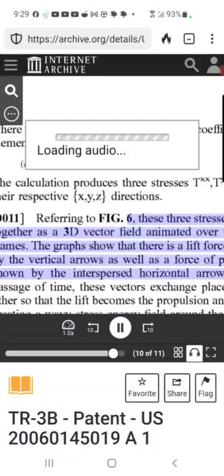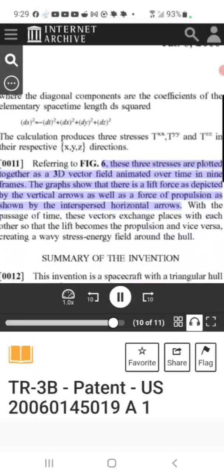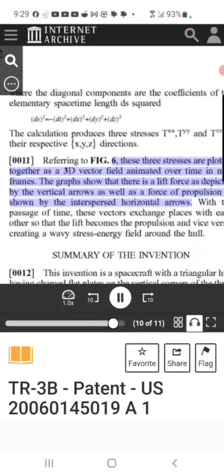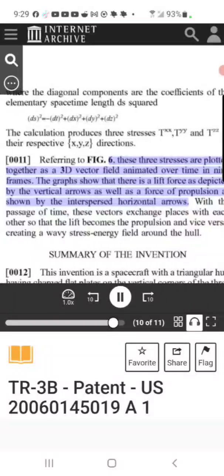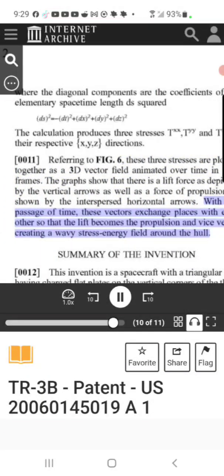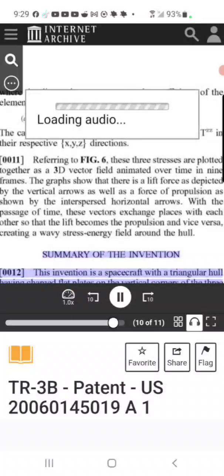6. These three stresses are plotted together as a 3D vector field, animated over time in 9 frames. The graphs show that there is a lift force, as depicted by the vertical arrows, as well as a force of propulsion, as shown by the interspersed horizontal arrows. With the passage of time, these vectors exchange places with each other so that the lift becomes the propulsion, and vice versa, creating a wavy stress energy field around the hull.